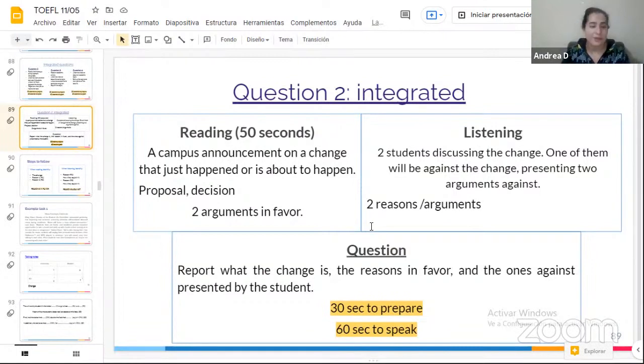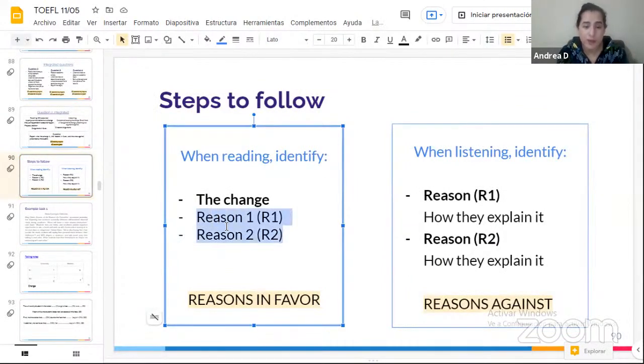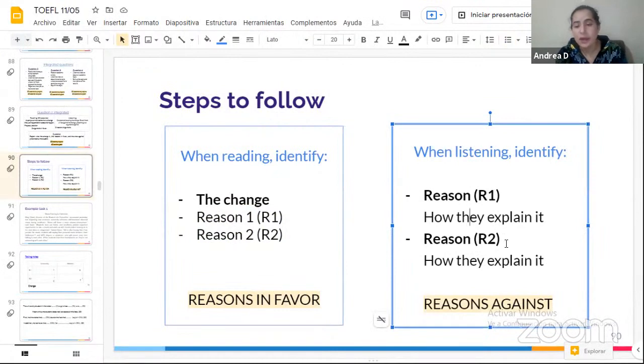So they will be like, well, I think that's a great idea and I think it's going to work and I love it. Or they could be like, well, I don't think that's really going to work. I don't think they have, I don't know, they haven't thought things through. So I don't really like the idea of what they want to do. And they will provide two other reasons. So basically you will have a change in the reading and two reasons in favor of the change. And then in the listening, you will have two students discussing the change and they will provide two other reasons why they are either in favor or against the change, you know? So that's basically it. That's exactly what you're going to be facing always.